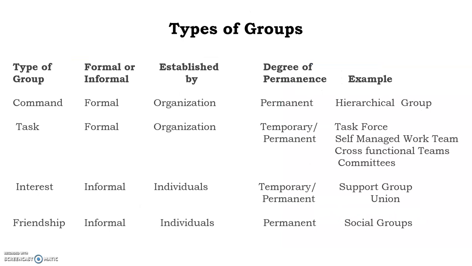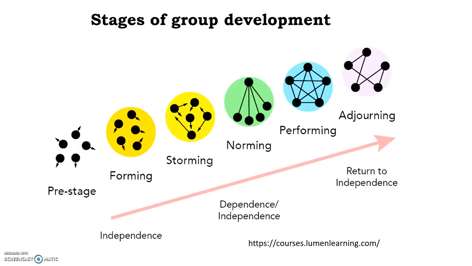The command and task groups are formal groups formalized by the organization, whereas the interest and friendship groups are informal groups organized by individuals. The command group is permanent, like the friendship group, whereas the task and interest groups are temporary or permanent. Once a particular task is completed, the group will be disbanded. The examples are already discussed.